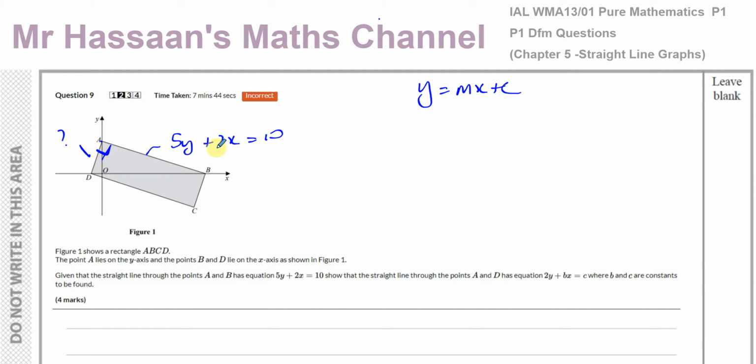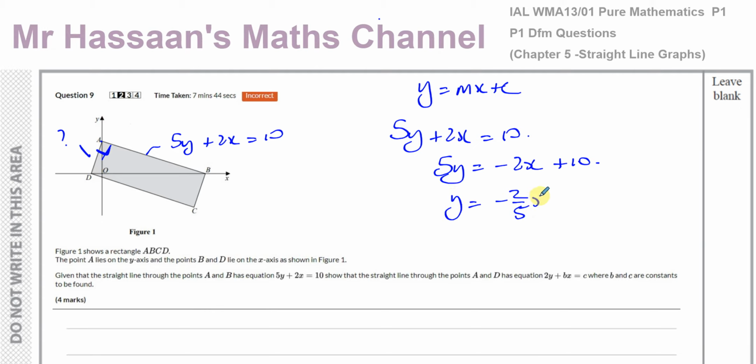So if I was to simply rewrite 5y plus 2x equals 10 and make y the subject, that will basically do most of the work for me. So 5y equals minus 2x plus 10. So y is equal to minus 2 over 5 x plus 2. So I know that for this line, for line 1, the gradient is equal to minus 2 over 5, and the y-intercept is 2.